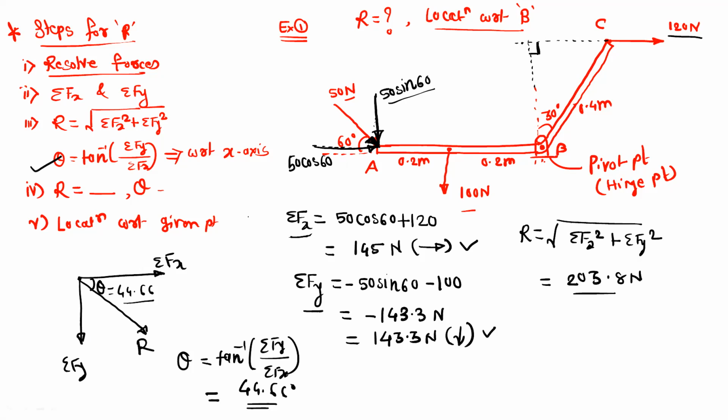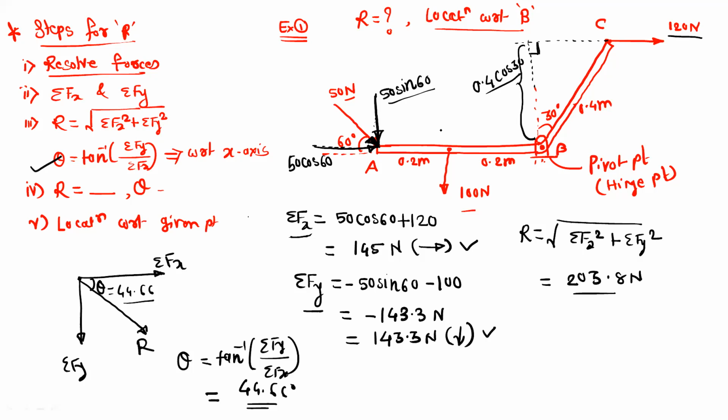So this distance will be a perpendicular distance. How to find out this distance? 0.4 is the diagonal and this is 30 degrees, so this distance will be 0.4 into cos 30. This will be the adjacent side in this triangle. So 120 into 0.4 cos 30, and this is clockwise, therefore it is minus.